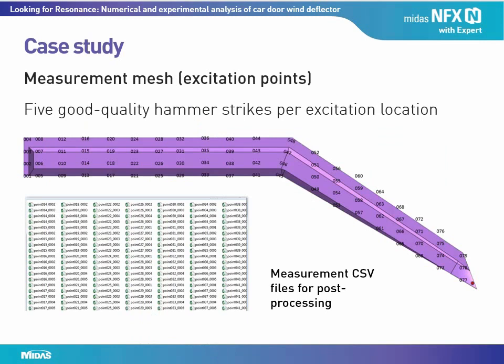There are 79 locations for the hammer making strikes. Each location needs 5 good hits. Sometimes multiple hitting occurs. Therefore, we need more than 5 strikes. As you can imagine, this is a time-consuming process. The acquisition system exports measured data in CSV file format. All the CSV files are processed in MATLAB.